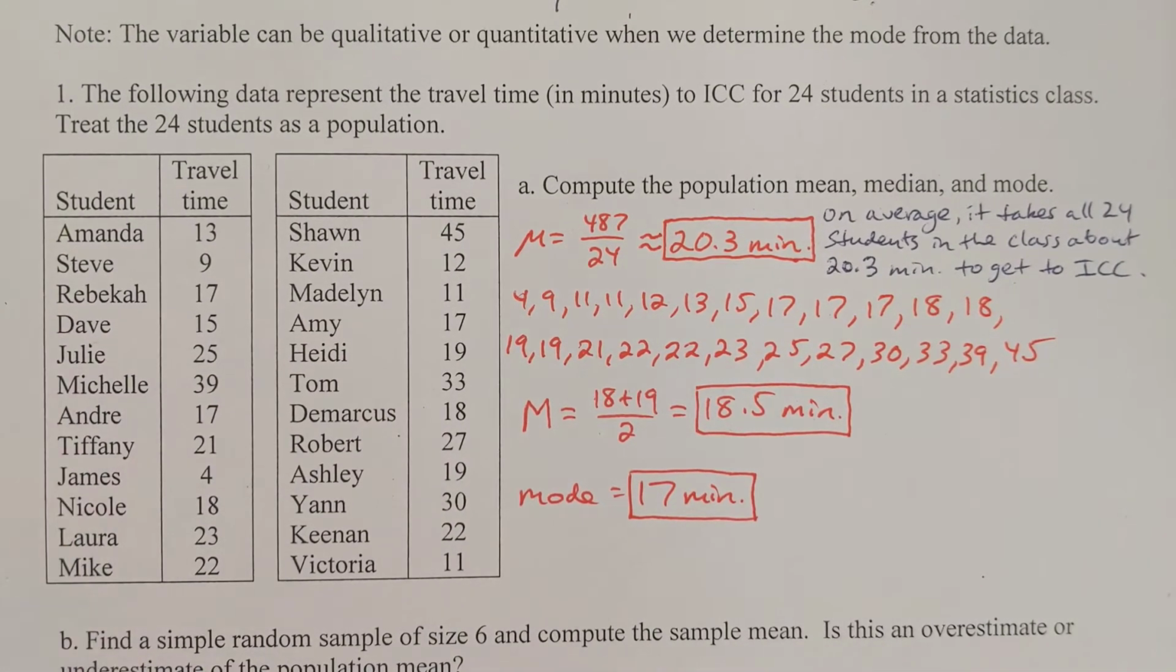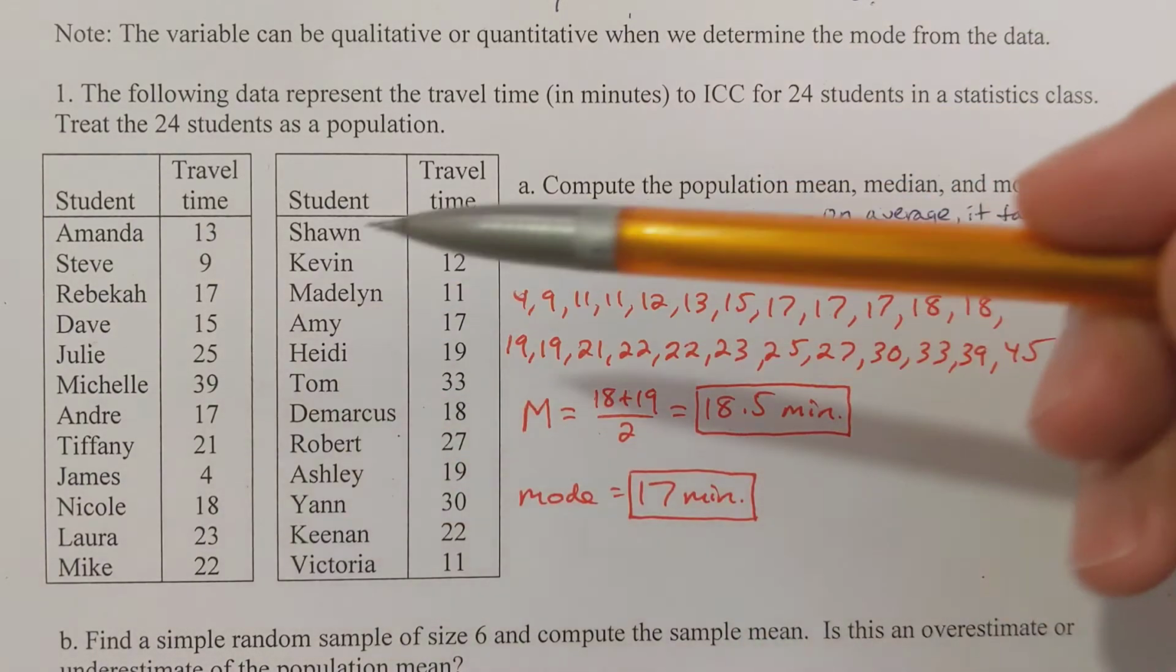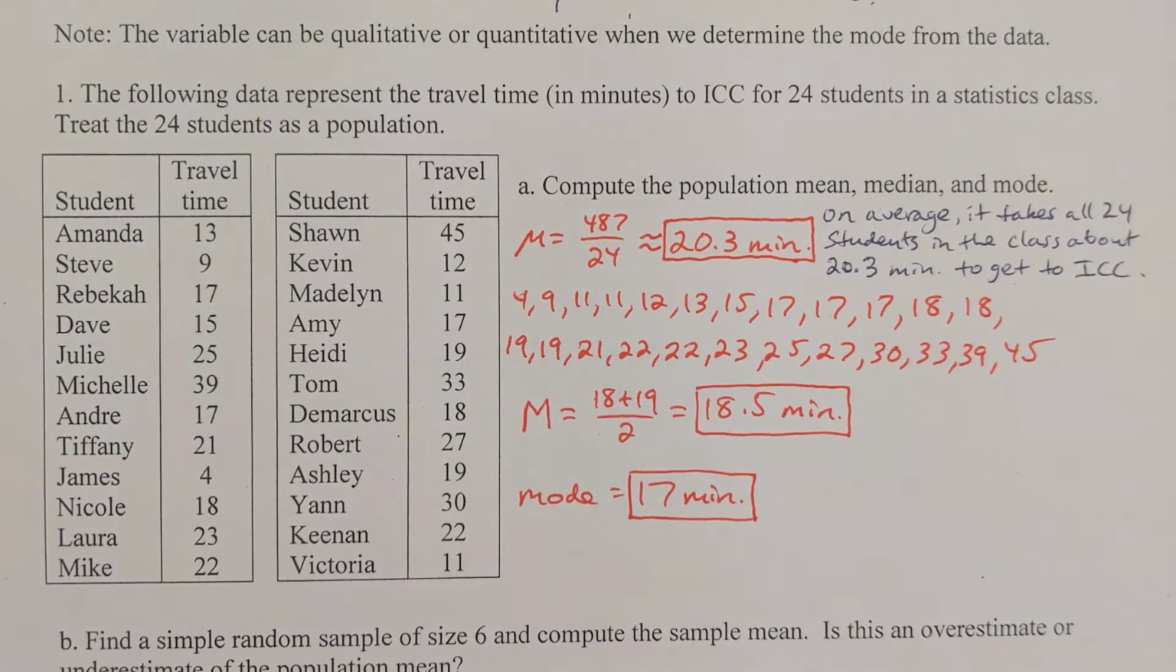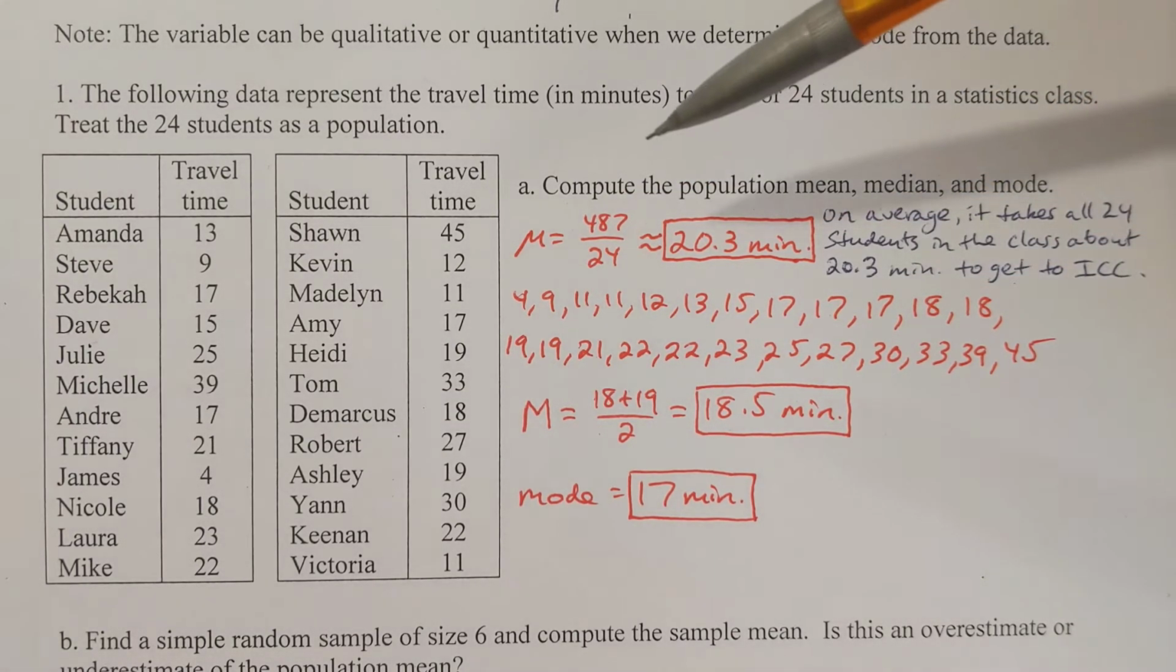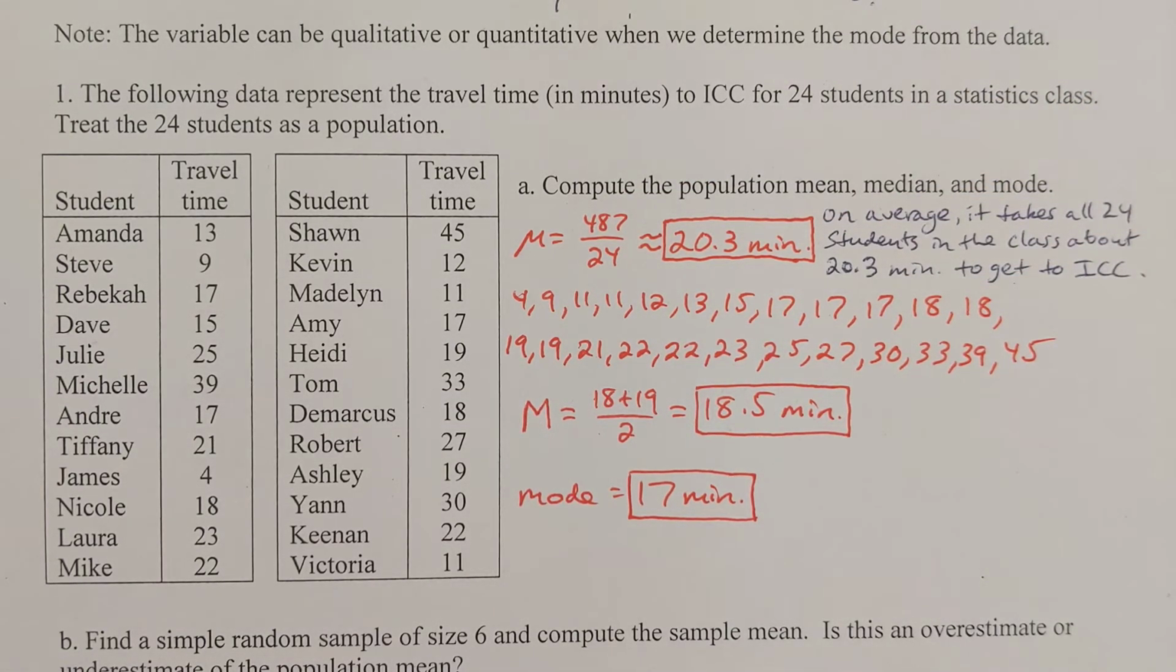Problem 1 says the following data represent the travel time, which is in minutes, to ICC for 24 students in a statistics class. Treat the 24 students as a population. So there's our 24 names and the 24 times that it takes these individuals to get here in the morning. Part A, compute the population mean, median, and mode.